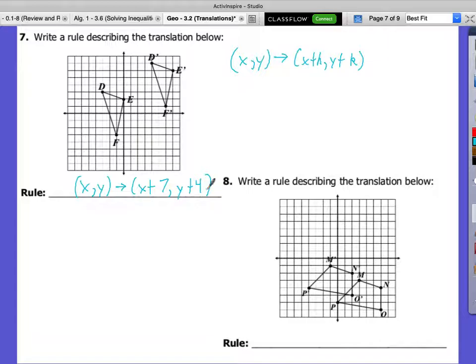I want you guys to do number 8 on your own. Once you have number 8 or have questions, I want you to raise your hand. Okay? We're finding the rule.